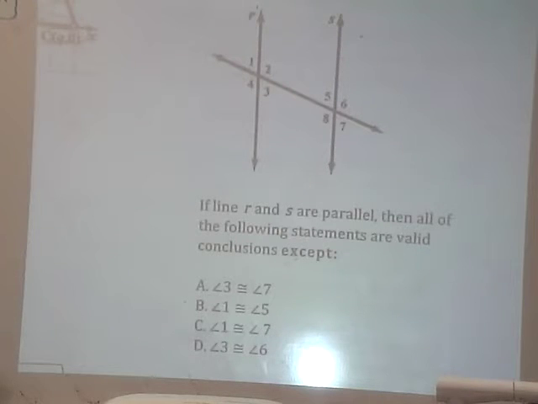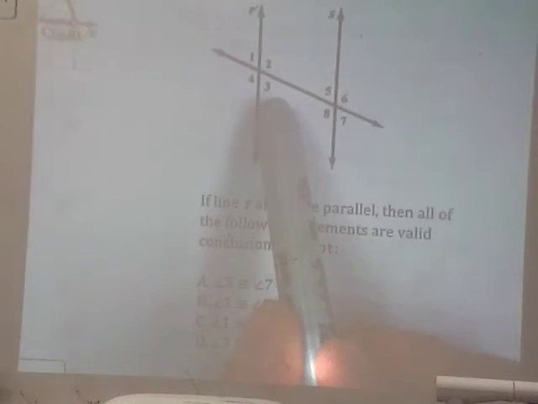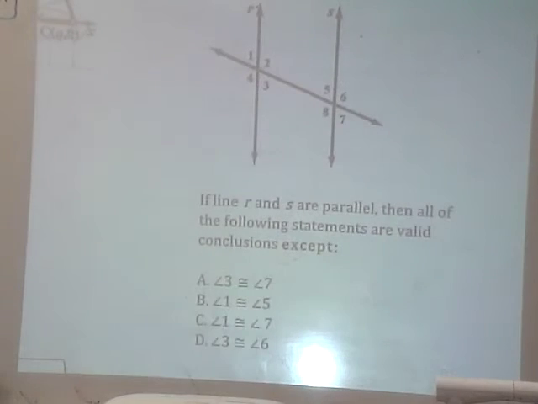They're corresponding angles. See this group of 4 right here? Isn't 3 like the bottom right? And see this group of 4 here? 7 would be the bottom right. They correspond to each other. That's why they're congruent. How about angles 1 and 5? Corresponding. Angles 1 and 7, alternate exterior, so they're congruent. How about 3 and 6? They're not congruent, are they? So that's what they want. Letter D is not a valid conclusion. So the answer is D.